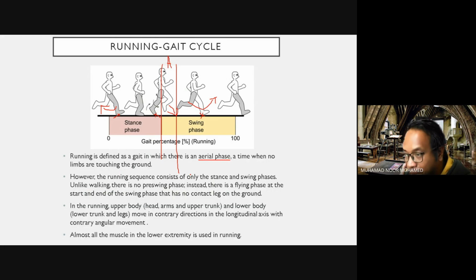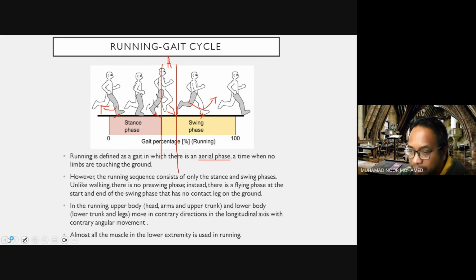But we are not going to include that in the running gait. When we discuss running, the aerial phase is not included. When we discuss gait, the aerial phase is not included. We're just going to discuss stance, pre-swing and swing. Okay, so in running, the upper body and lower body move in contrary directions, and almost all the muscles in the lower extremity are used in running.